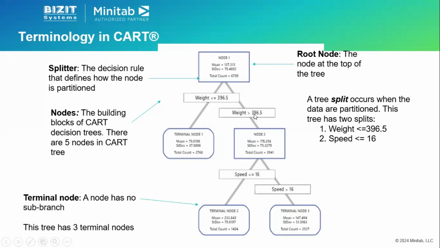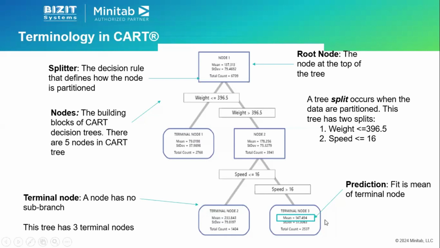And of course, they also have the terminal node. A terminal node means that a node has no sub branch. In this terminal node, they provide you the mean and the standard deviation. The mean here we consider to be the prediction, the mean of the terminal node. So by right, these three have three terminal nodes.